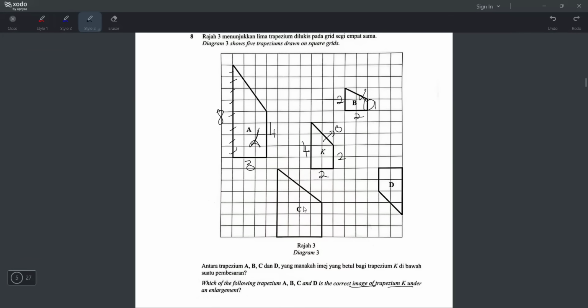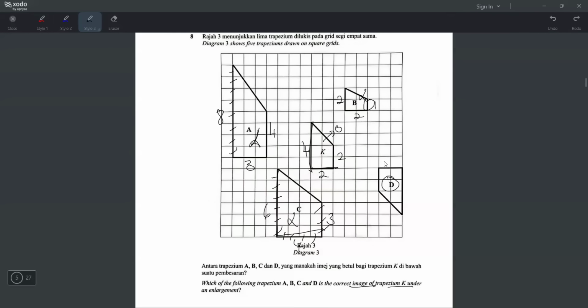What about C? 1, 2, 3, 4, 5, 6, and then 1, 2, 3, 4, and then 1, 2, 3 like that. Okay, find the ratio for this side and this side. I'll take 6 divided by 4, which is 3 over 2. But when I find the ratio here, it is 4 divided by 2, which is 2. So you can see the ratio tak sama. Maksudnya trapezium C dengan trapezium K ni dia tak similar. And what's the meaning of similar? Similar means they have the same shape but different size. But even though they have different size, the ratio of corresponding side is equal. Okay, so C is not the answer.